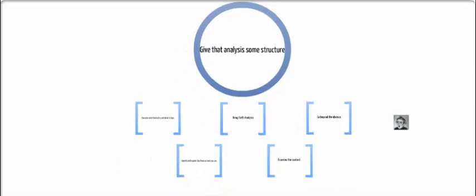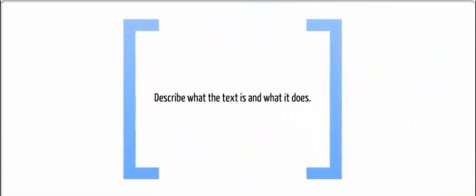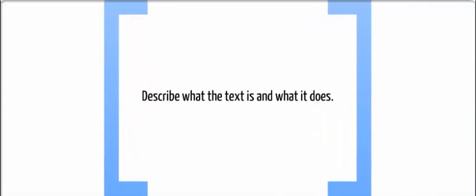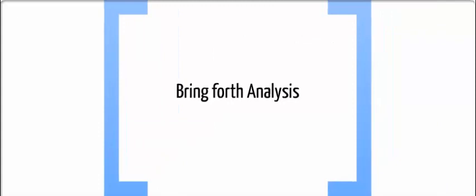You're going to look at about 5 criteria. You're going to describe what the text is and what it does. So what's going on in this essay. You're going to identify and explain the thesis as best you can. Sometimes the thesis is very clear, sometimes it isn't. Reckon that as you will. You're going to bring forth analysis then.